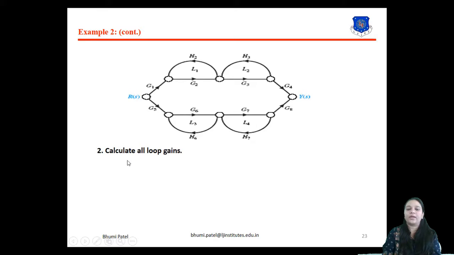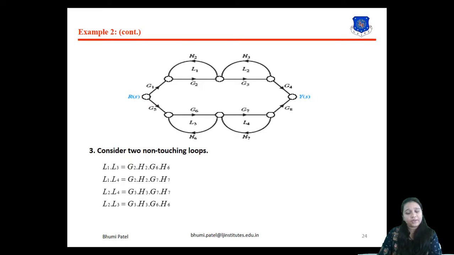Next step is to calculate all loop gains. The first loop L1 is equal to G2 H2, L2 is equal to G3 H3, L3 is equal to G6 H6 and L4 is equal to G7 H7. Third step is to consider two non-touching loops. So here there are four non-touching loops.